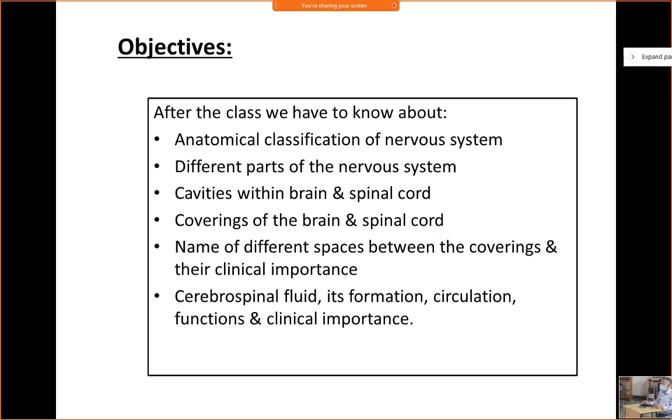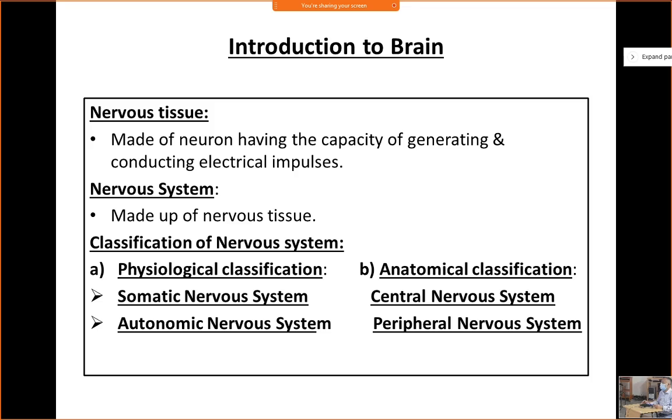So the objective is the anatomical classification of the nervous system. We have to know the different parts of the nervous system, cavities within the brain and the spinal cord, then coverings of the brain and spinal cord. Spinal cord I will not discuss; I am confining myself to the brain. Then the names of the different spaces between the coverings, that is, between the meninges, and their clinical importance. Then CSF: formation, circulation, function and clinical importance.